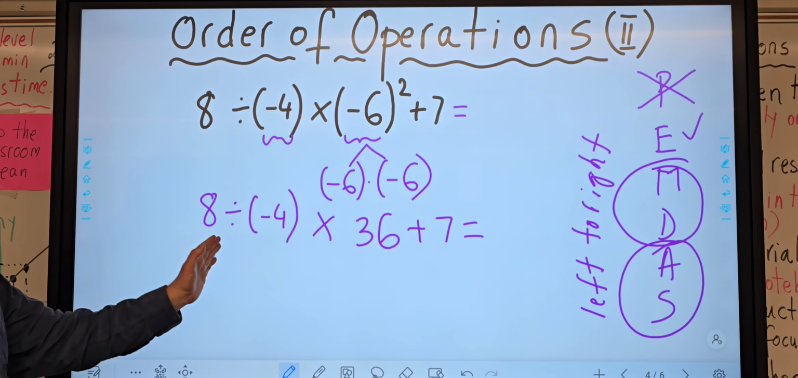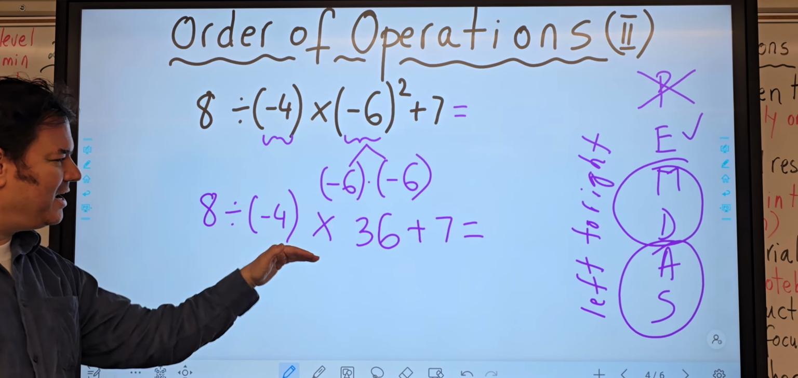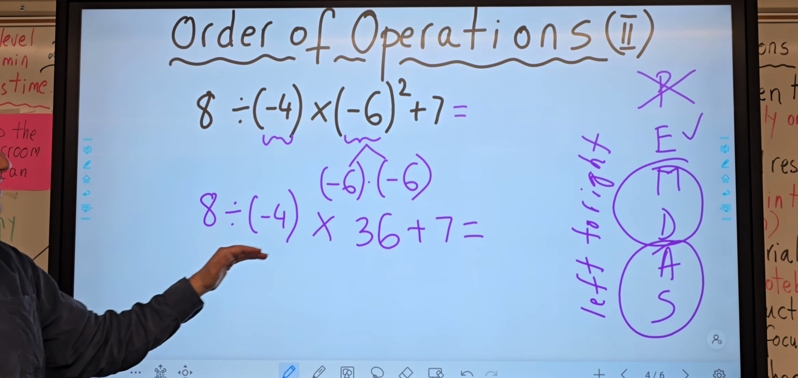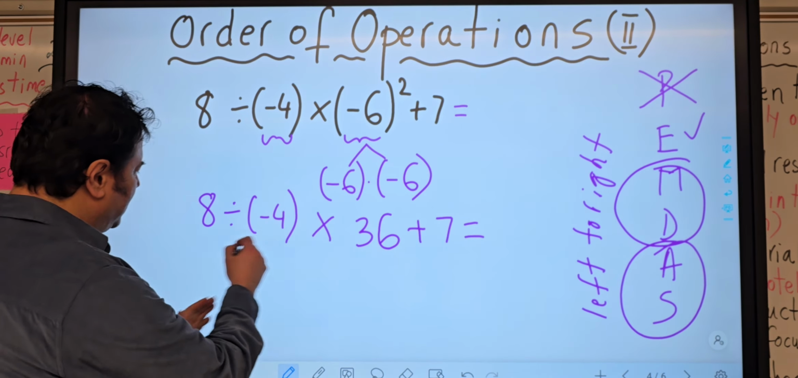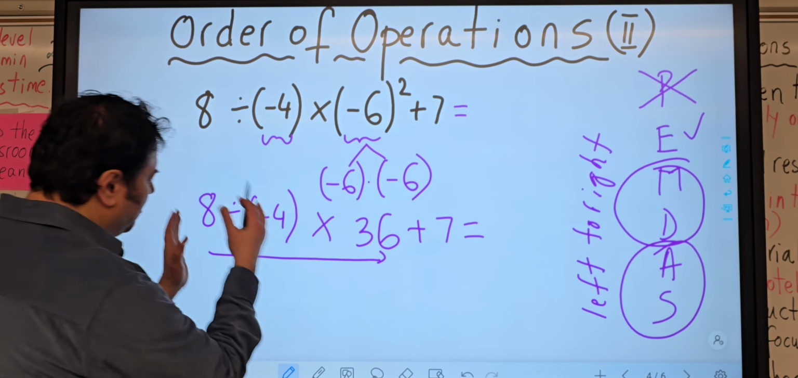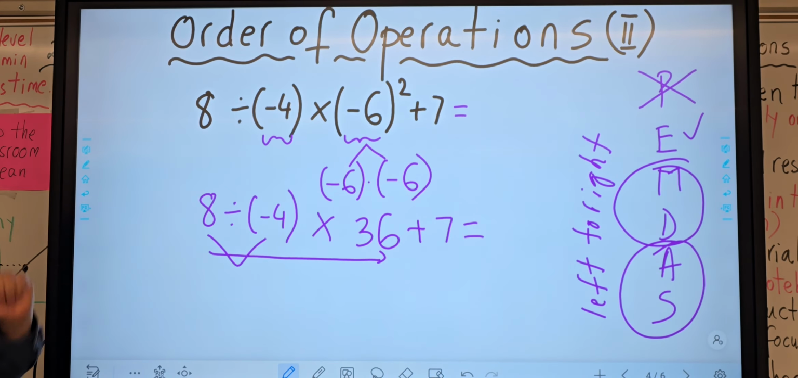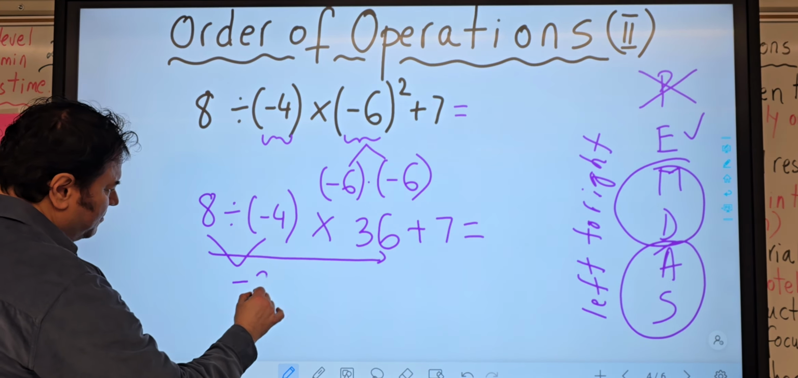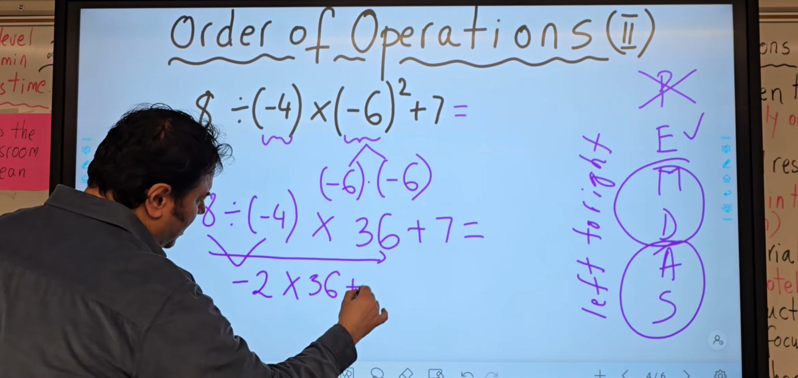Now we have division, multiplication, and addition. And again, division and multiplication are next to each other. And the rule is we are going from left to right. So we are going to do this first. 8 divided by negative 4 becomes negative 2, times 36, and then plus 7.